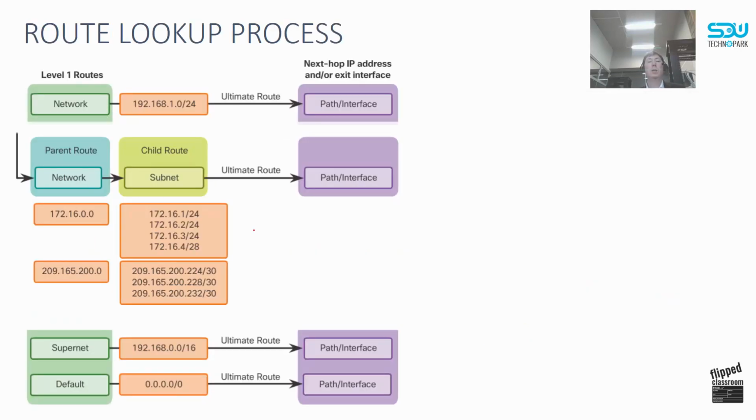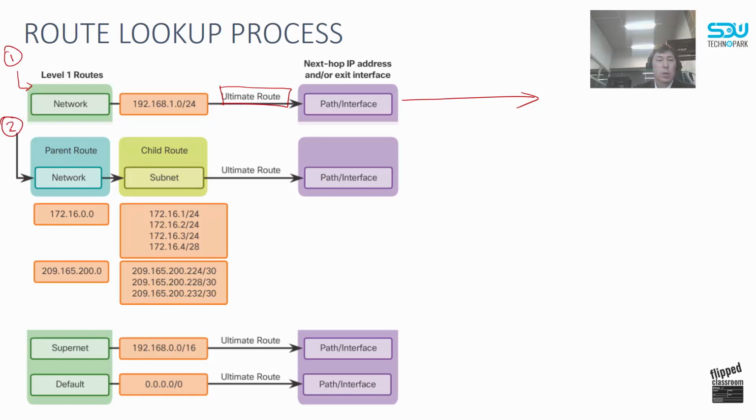How does the router make a lookup process? First of all, the very first thing the router is checking in the routing table is the level 1 routes. The router checks if the destination network is a level 1 route, and if it is an ultimate route, then information is sent through the exit interface.